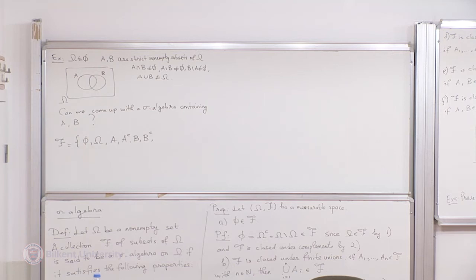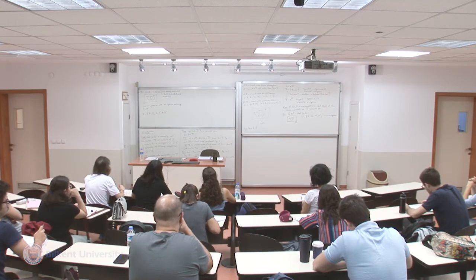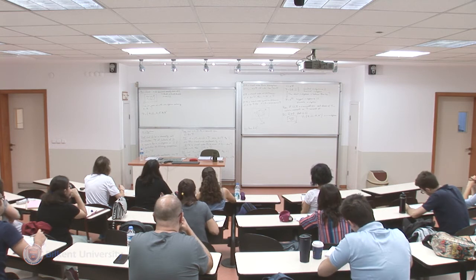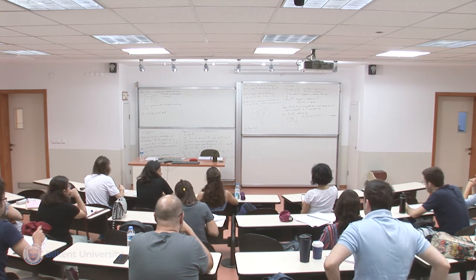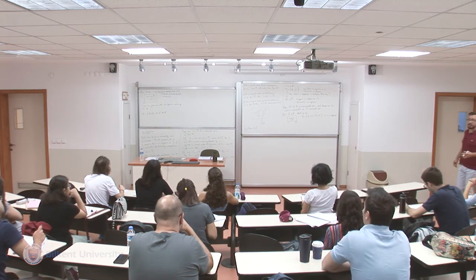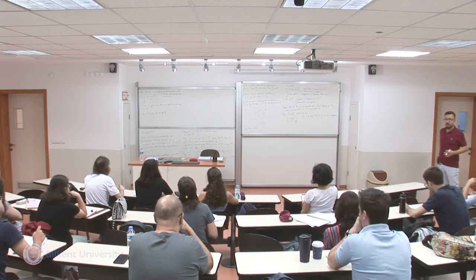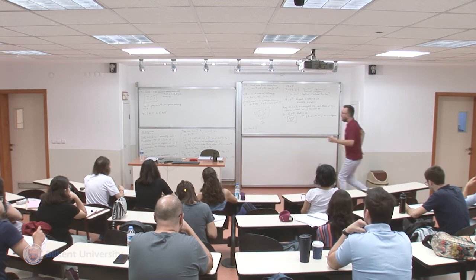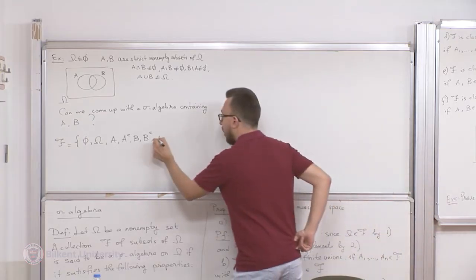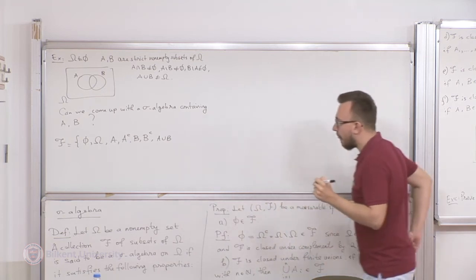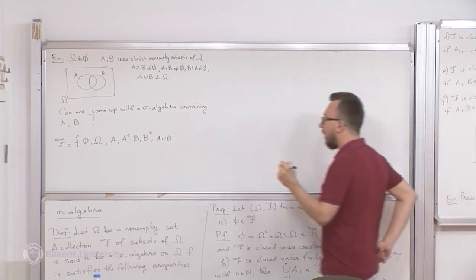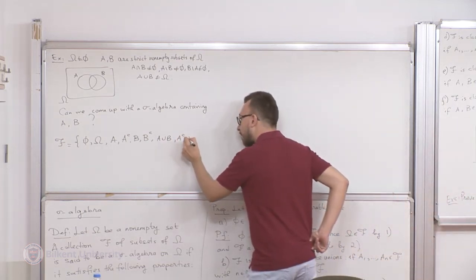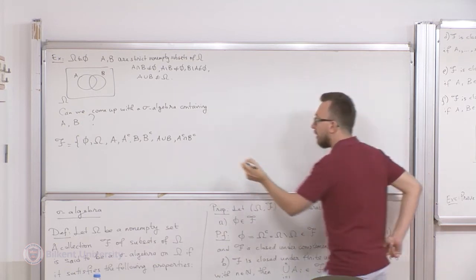So we have to use 1, 2, 3, and also, if you like, the properties in the proposition to list other sets that must be in a sigma algebra, if we know that A and B are in the sigma algebra. So what are these other sets? A union B, exactly. Complement of A union B, which is A complement intersection B complement, right? De Morgan.